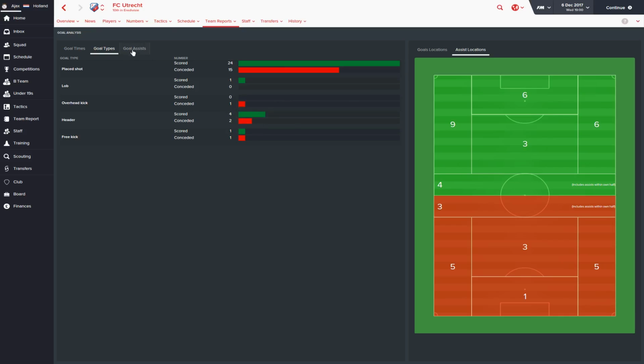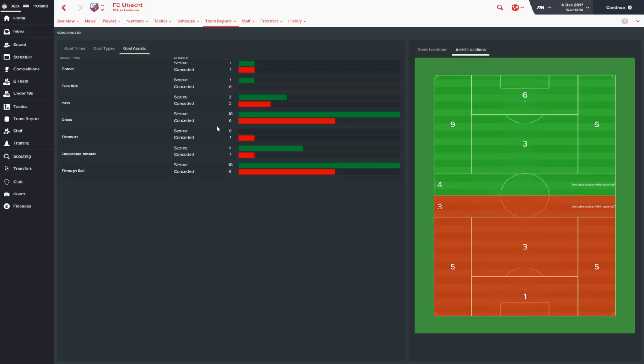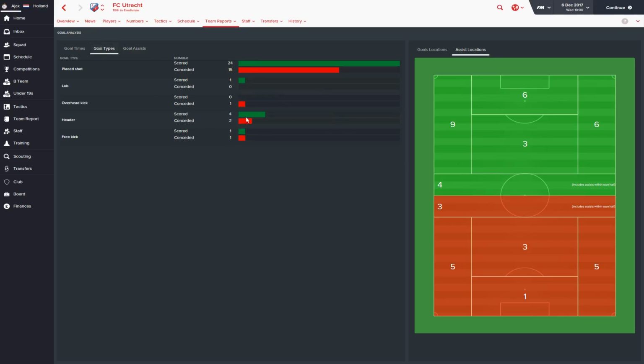But to confirm that, we're then going to jump into the goal assists. And I was wrong, there we go, I was completely wrong. So they've actually had 10 assists from crosses and 10 assists from through balls. So that's quite interesting. It means that they've actually had 10 assists from crosses, but only 4 from headers. So that sort of indicates that maybe they're not a great heading team, but they're actually winning maybe the second ball, the knockdown ball. And that's where they're actually getting the goals from.